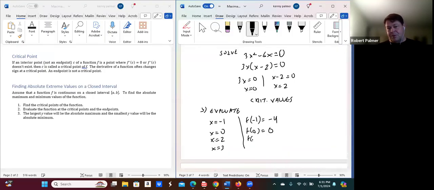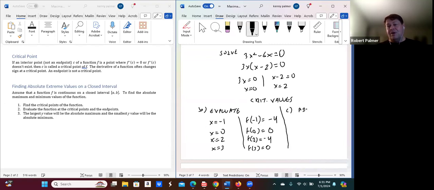F of 2 is also -4, and f of 3 is also 0. So let's take a look. This is part B. Let's do part C right beside it. I'll draw a line to separate part C.